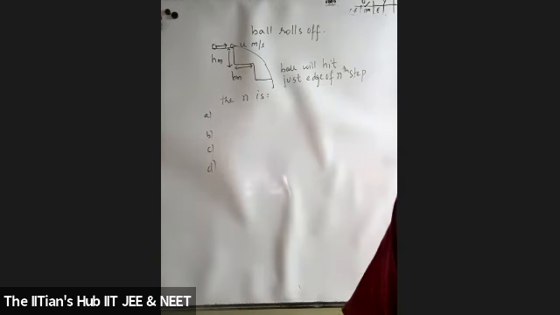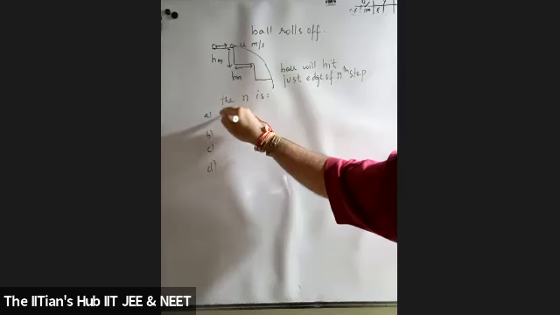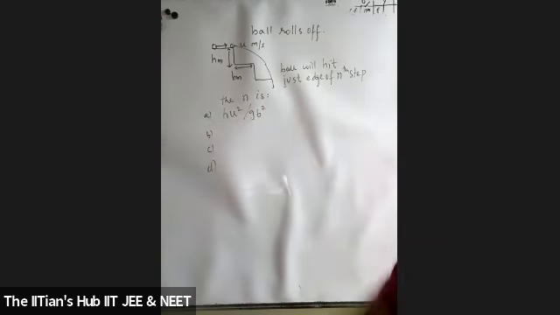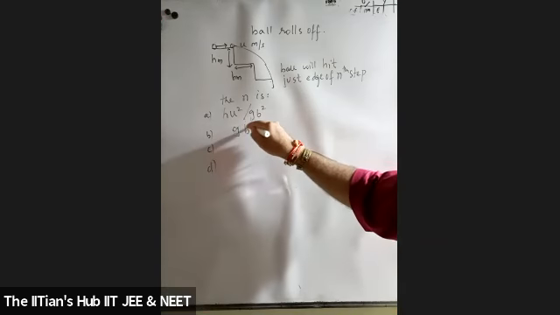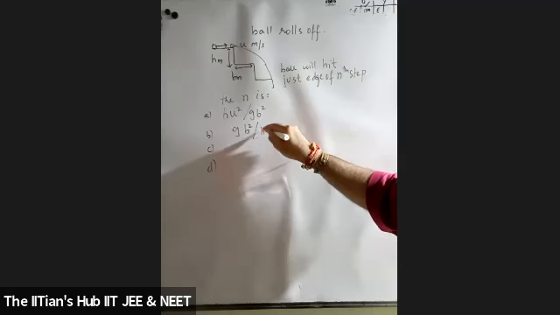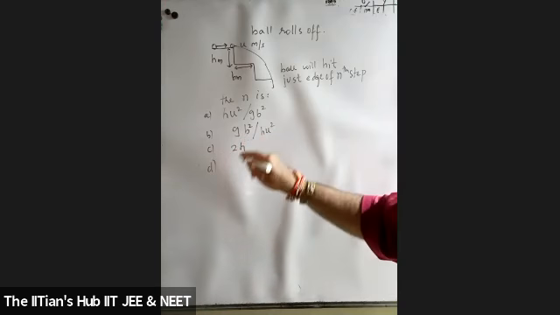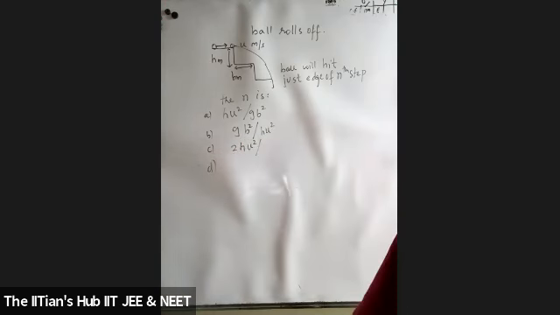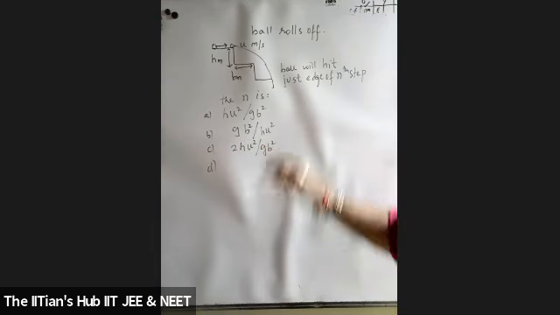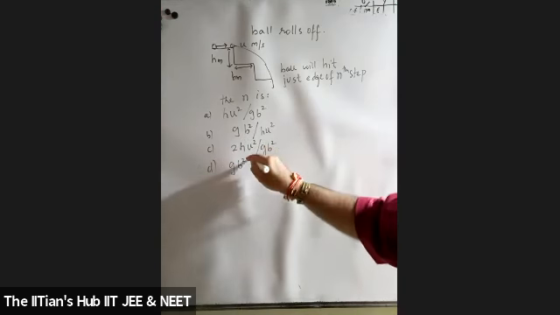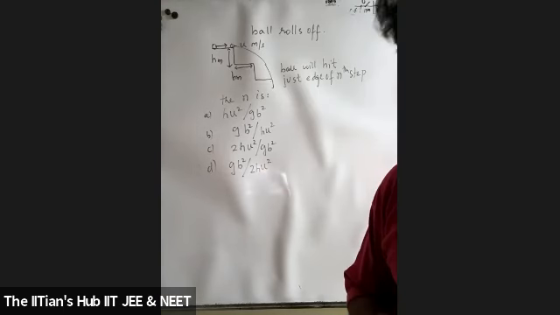These are the four options, students. h u square upon g b square, g b square upon h u square, 2 h u square upon g b square, g b square upon 2 h u square. Students, is the question clear to all of you?